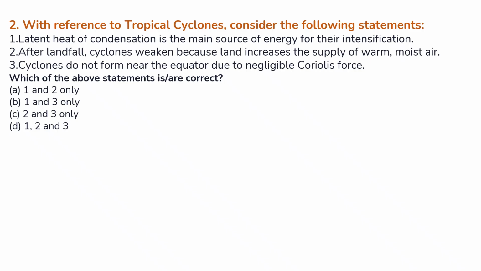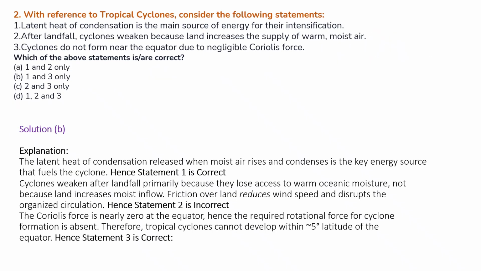Question number two. With reference to tropical cyclones, consider the following statements. Statement 1. Latent heat of condensation is the main source of energy for their intensification. Statement 2. After landfall, cyclones weaken because land increases the supply of warm, moist air. Statement 3. Cyclones do not form near the equator due to negligible Coriolis force. So the correct answer for this question is option B, that is 1 and 3.